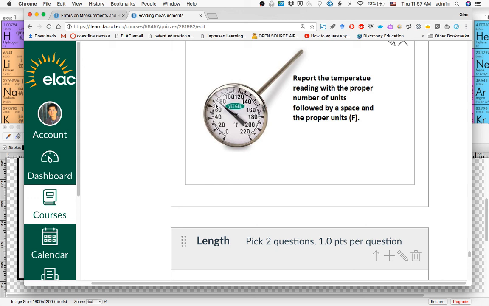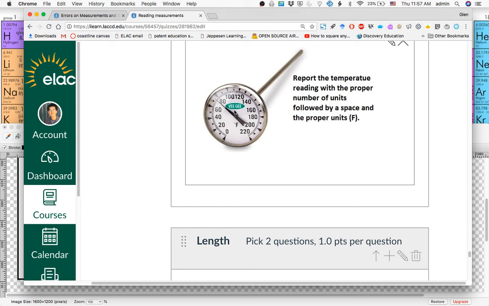10 degrees divided by 5 steps, that's 2. That's 2 degrees Fahrenheit per step. That means each tick mark means 2 degrees Fahrenheit. So if you try to look at this, this is 70, this is 72, this is 74.